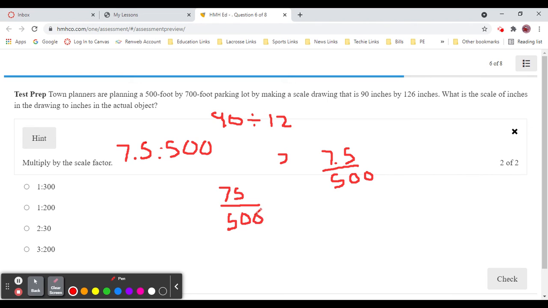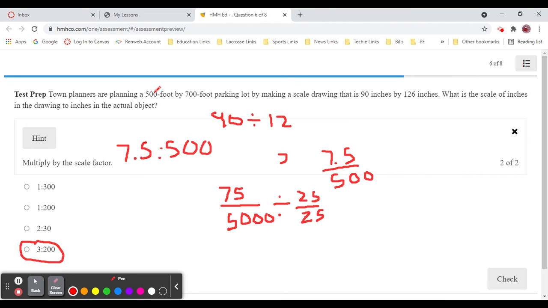So what I did is I multiplied both of these by 10. Now, which one of these basically is 75 over 5,000? I need to find what's the biggest number they're both divisible by. And the answer is actually 25. I'm going to divide both of these by 25. 75 divided by 25 is 3. And 5,000 divided by 25 is 200. There's my answer right there.